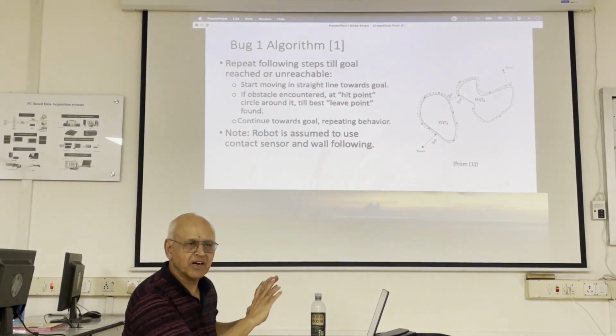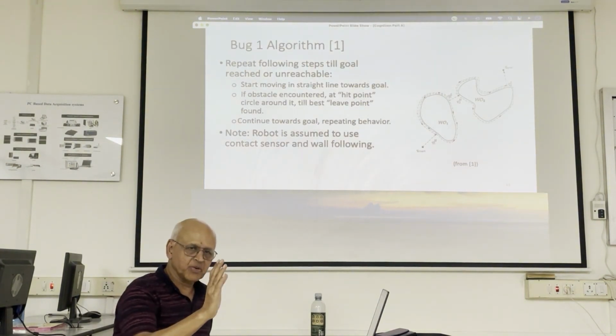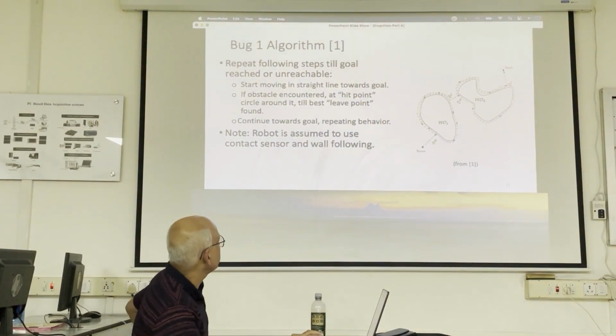Ultimately, there's nothing to do with bugs, right? The only idea that we borrowed from the bug is it'll go towards the obstacle and then it'll either go left around the obstacle or right and get to the other side. That's the only behavior we copied from the bug. So start moving in a straight line towards the goal. So here it's going on a straight line towards the goal.